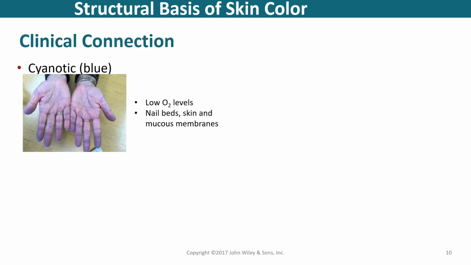Then we've got a few different colors here. The first one is cyanosis, or cyanotic coloring. That's basically a blue. Anytime you see the root cyan, that's referring to blue. Often that's going to be due to low oxygen levels. We'll see that in the nail beds, the skin, and different mucous membranes.